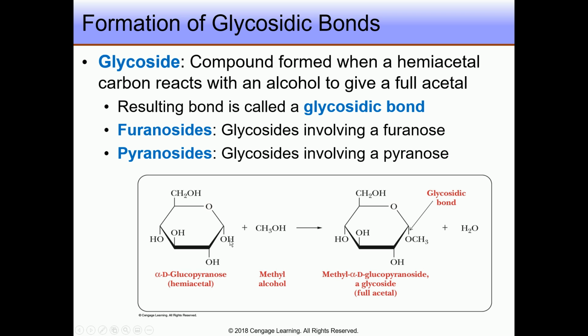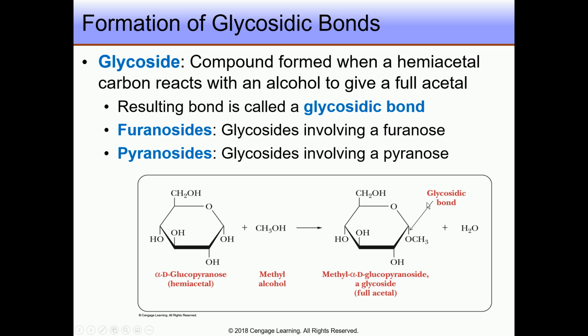Now when this glucose, which is a hemiacetal, reacts with some alcohol, it is going to be converted into a full acetal and it is called a glycoside. You can see here, this is methyl alcohol. So when this methyl alcohol reacts with the OH group of the sugar, they are going to form a bond with each other, and this bond is called a glycosidic bond.